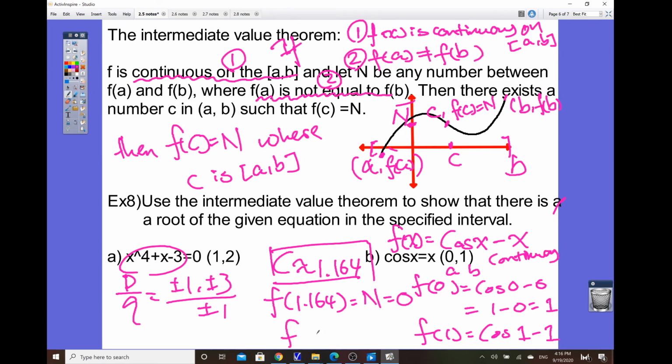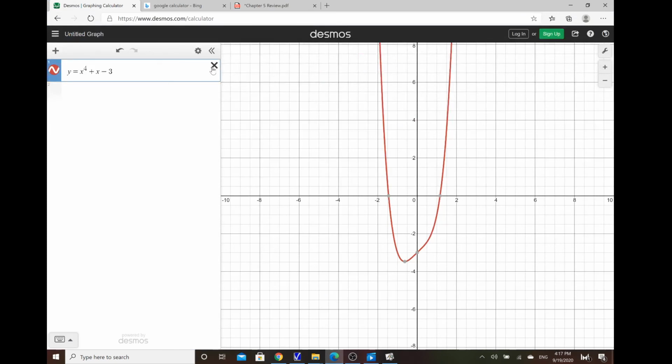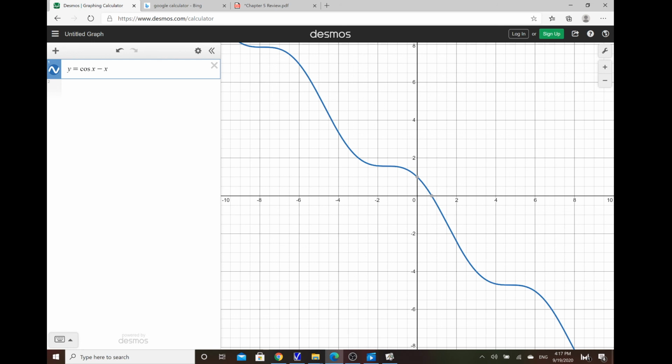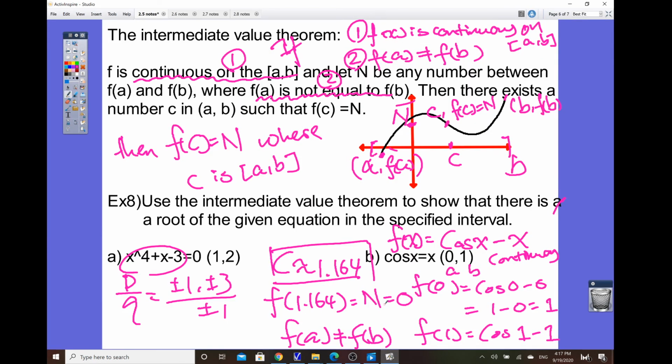And f of a is not the same as f of b. So again, enter the function into the calculator and find the x-intercept. Cosine of x minus x. So y equals cosine of x minus x. As you can see, the function is continuous. And the x-intercept is about 0.739. See that? It's irrational. So the value of c for this one is 0.739. And f of c is always 0 here because we're looking for the x-intercept.